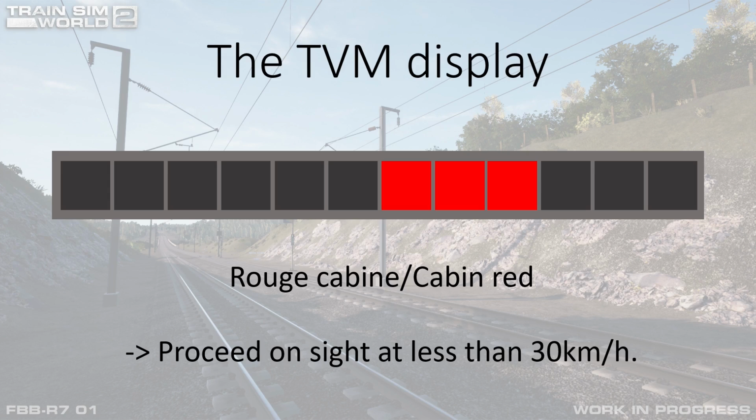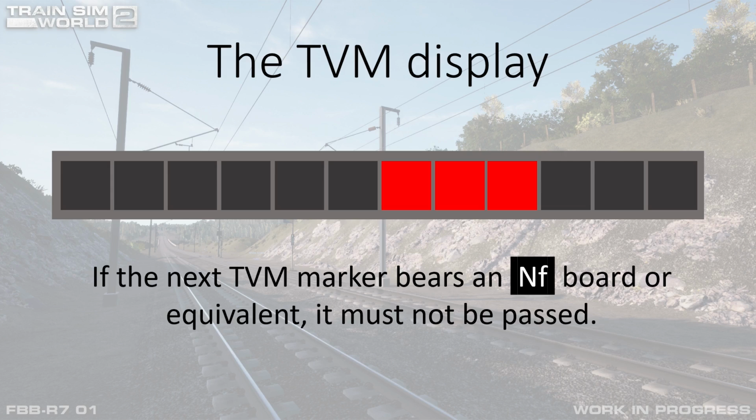Remember what proceed on site means. You need to be ready to stop at any moment if you see an obstacle, another train, or the next marker. Same as the cabin 0, if the next TVM marker has an NF board or equivalent, you cannot pass it if you're running under this aspect.